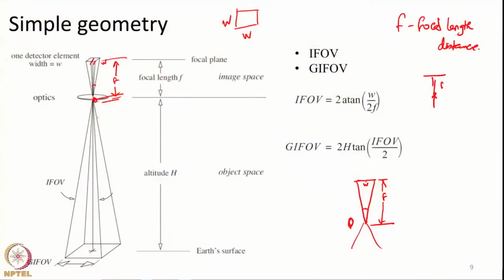Okay. So, this is one side of the detector element, this is the point O, this is the focal length F. This angle, which we can label as theta, is known as the IFOV, instantaneous field of view.